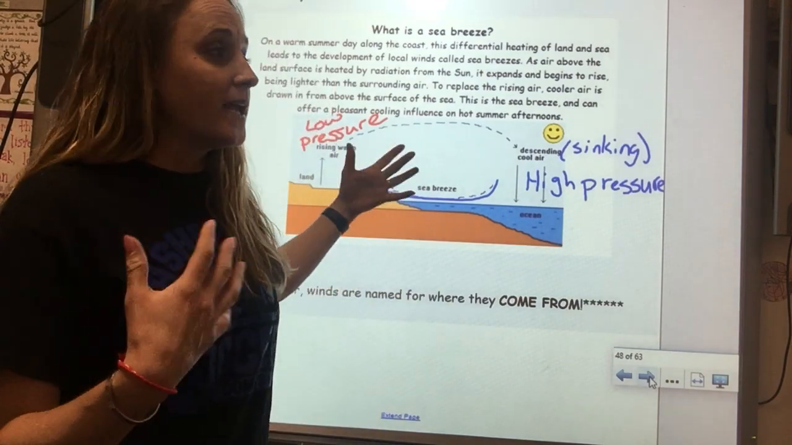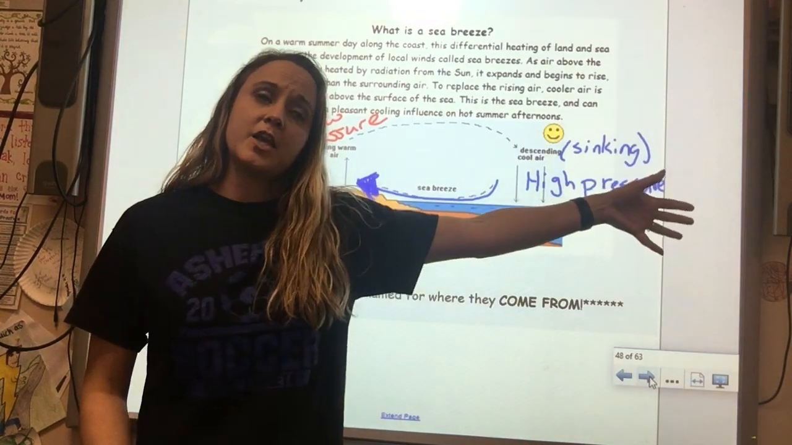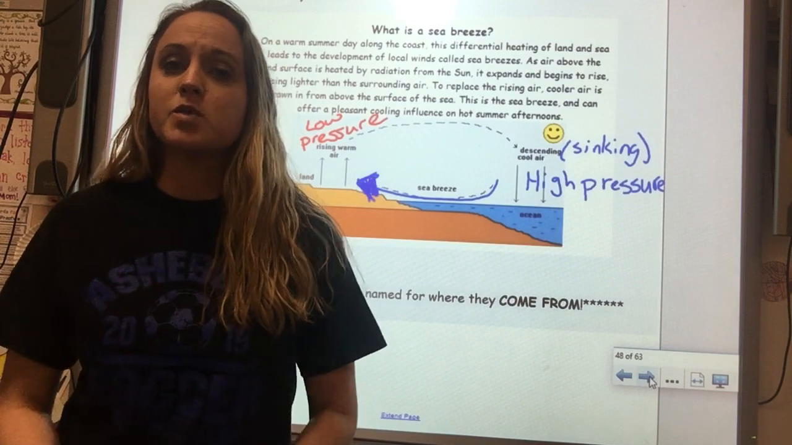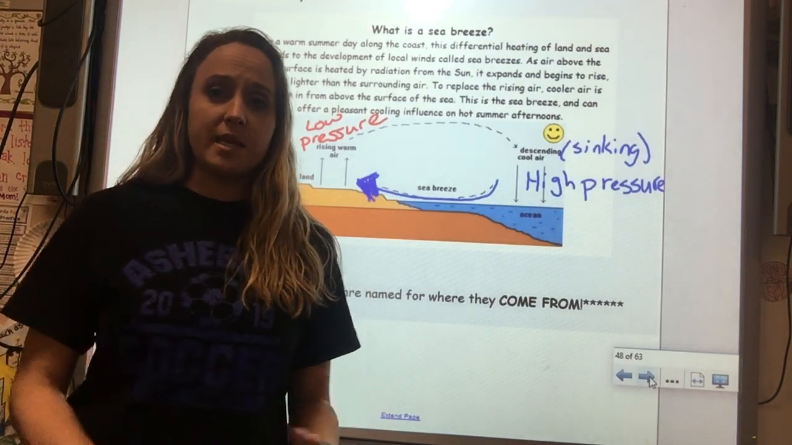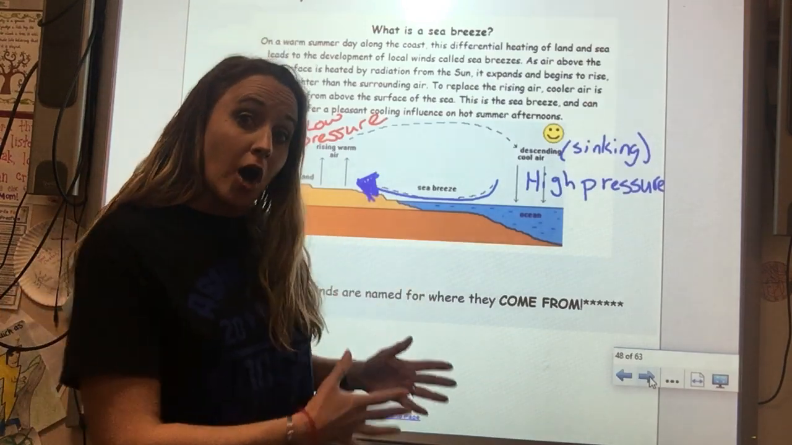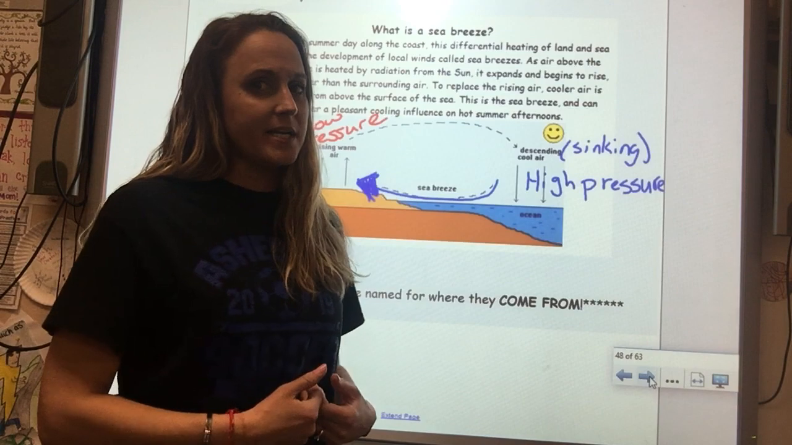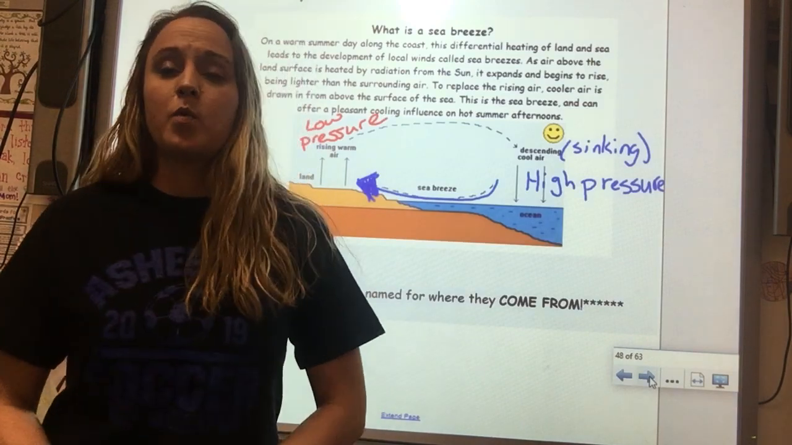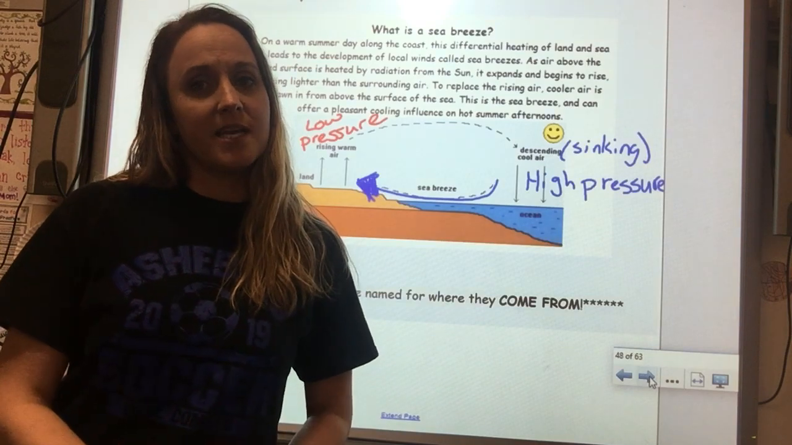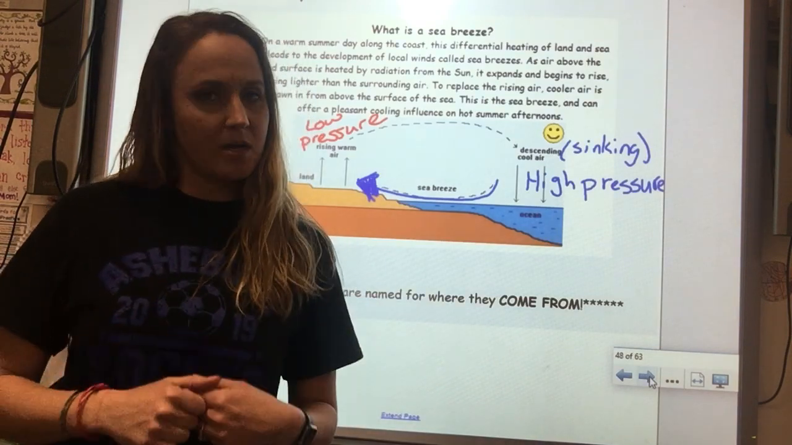So that nice breeze that was keeping me cool, as opposed to the hot, humid heat from inland, is called a sea breeze. Remember earlier this week we talked about how wind is named for where it comes from. Well, if the wind is coming off the sea and towards the land, it is called a sea breeze. If the wind is coming from the land and blowing out to sea, it is a land breeze. Wind is named for where it comes from.